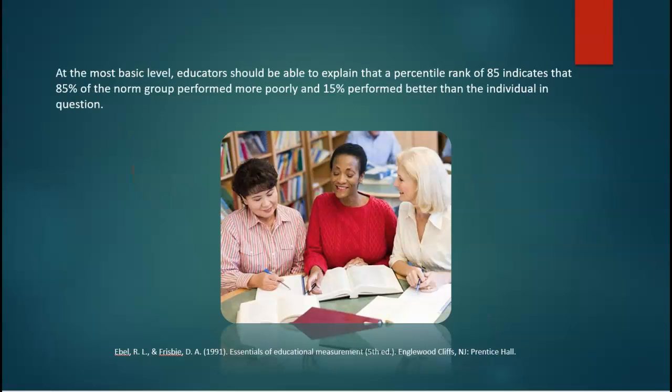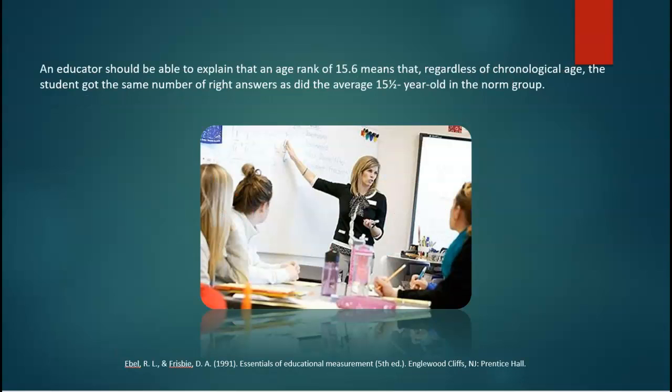At the most basic level, educators should be able to explain that a percentile rank of 85 indicates that 85% of the norm group performed more poorly and 15% performed better than the individual in question. An educator should be able to explain that an age rank of 15.6 means that regardless of chronological age, the student got the same number of right answers as did the average 15-and-a-half-year-old in the norm group.